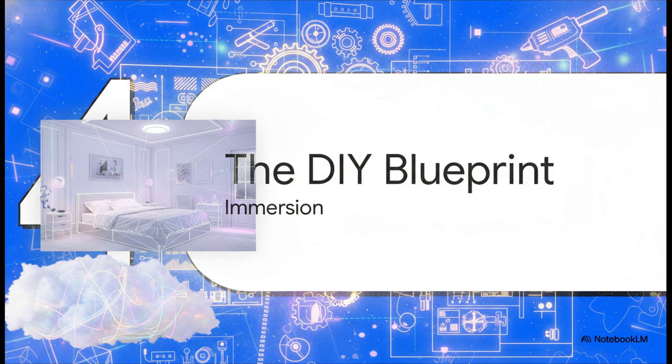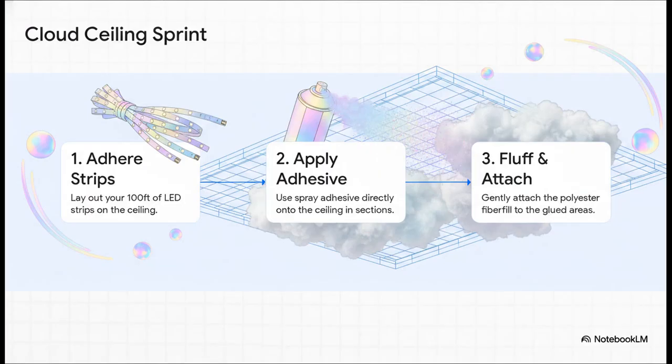So here it is. Here's the blueprint. And I'm not kidding, it's a sprint. First, you just stick your LED strips to the ceiling. You can make any pattern you want for different effects. Second, you spray some adhesive on the ceiling in little sections so it doesn't dry too fast. And third, you just fluff up that fiber fill and stick it right to the glue, building it up until it looks like clouds. That's it. Seriously, that is the entire build.